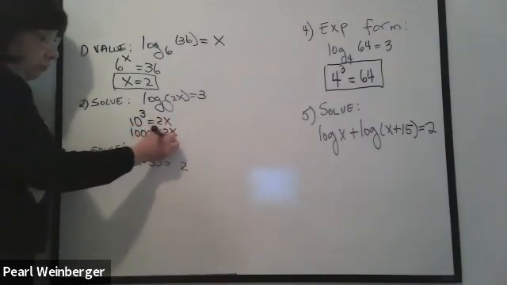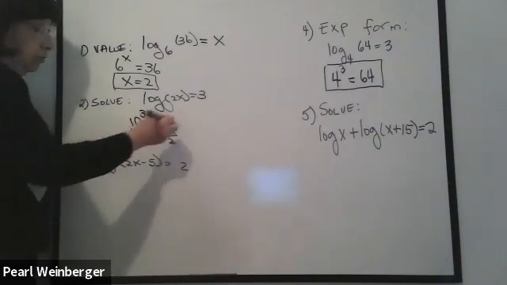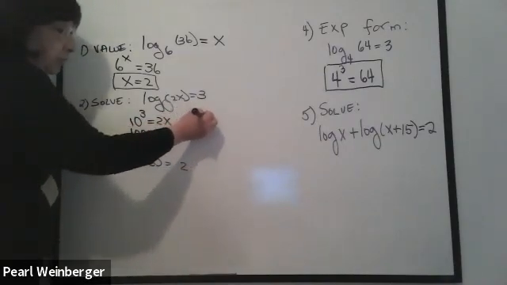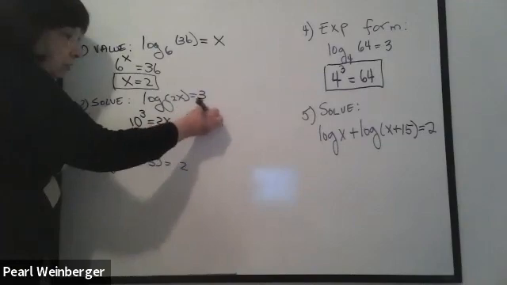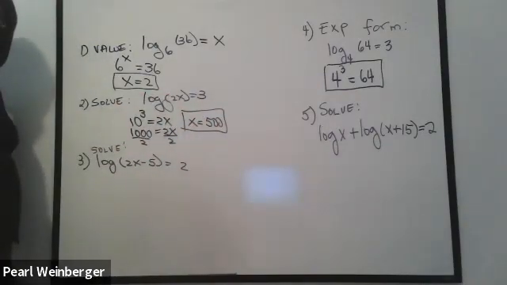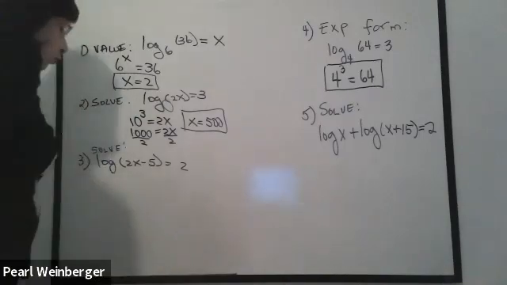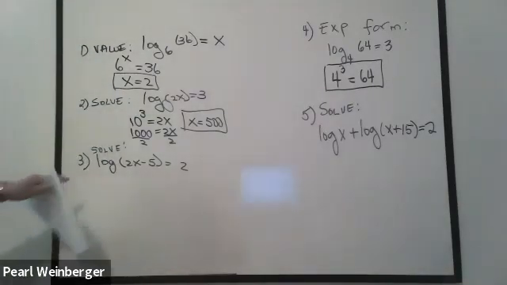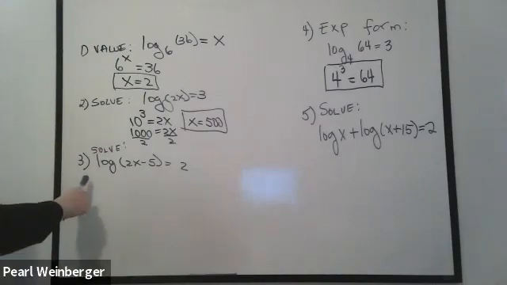And in order to find what x is, I divide everything by 2, and it means that my x would have to be 500. So again, switching it from logarithmic form to exponential form gives us an equation that is relatively easy to solve. Doing question number 3, same idea.